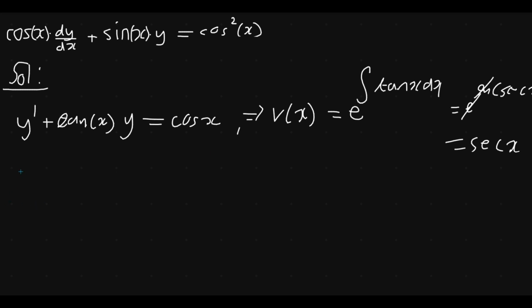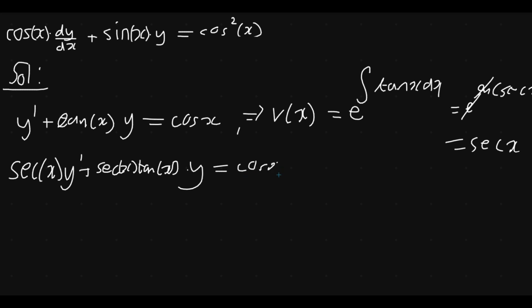So we're going to multiply out by the secant x, which gives us secant of x, y prime plus secant x tangent x times y equals cosine x times secant x. Secant x is just 1 over cosine x. So this is just going to give us 1, which is quite nice. So this equals 1.